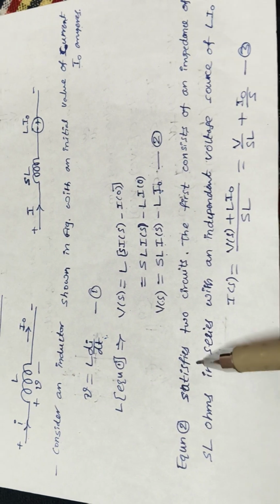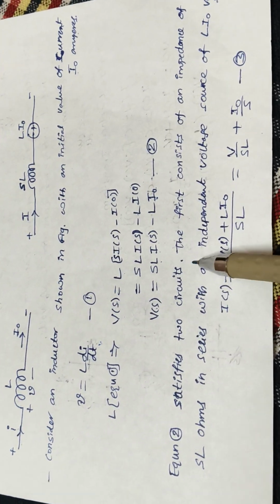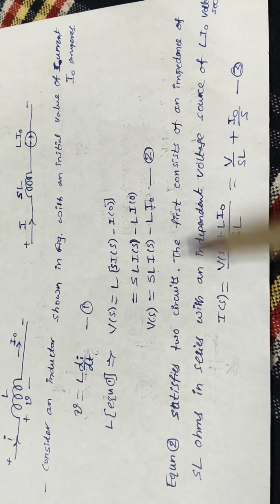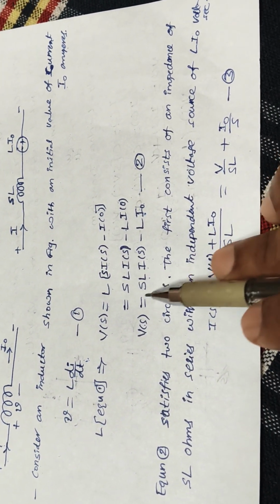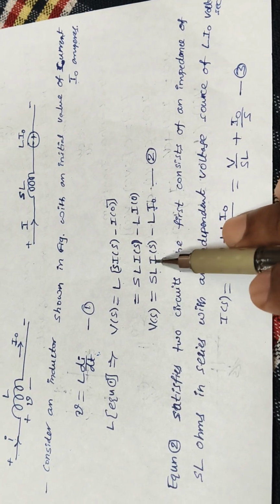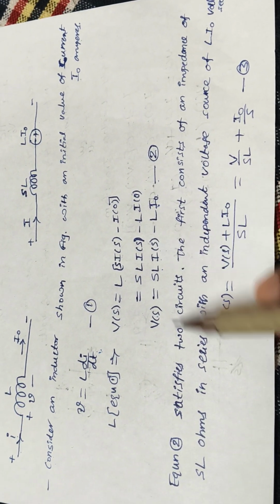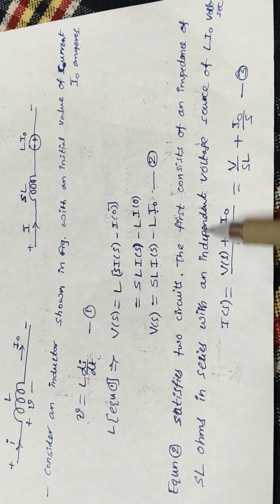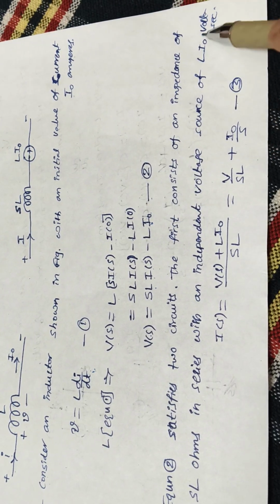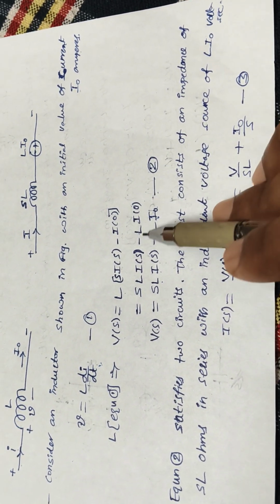So this equation is satisfied by two circuits. The first consists of an impedance of sL ohms, multiplying with the corresponding current, in series with an independent voltage source of L into I naught volt-seconds.